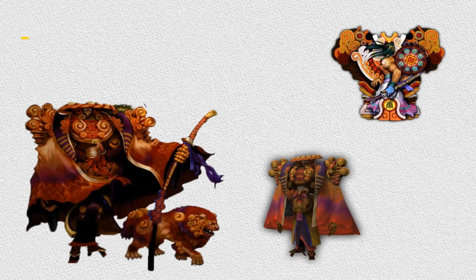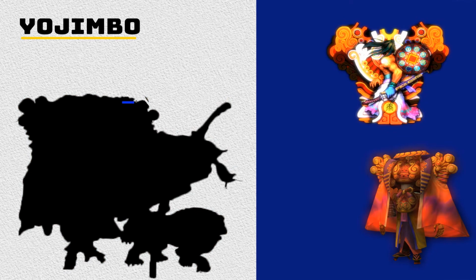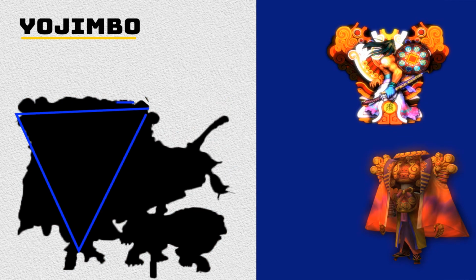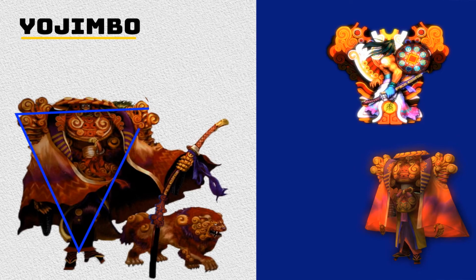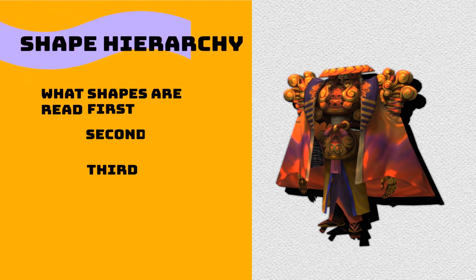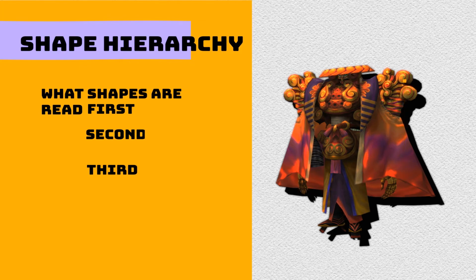Next, Yojimbo. Fun fact, Yojimbo actually translates to bodyguard, hence why his shapes are so imposing and powerful. In terms of his shapes and silhouettes, Yojimbo has 3 key shapes: a square for his shoulders, triangles for his feet, and lastly the circles by his shoulder pads, which is the last thing that the player notices. This is called shape hierarchy. In which order do you see and recognize the shapes?